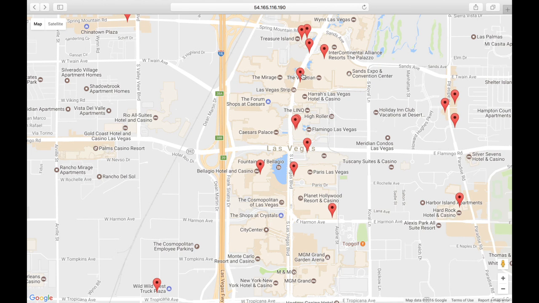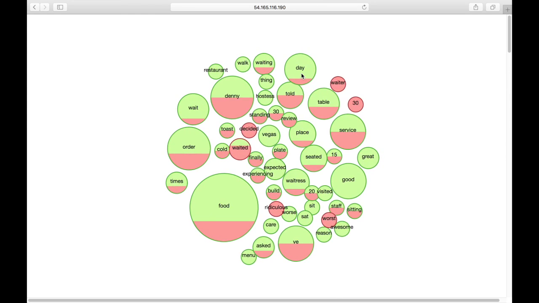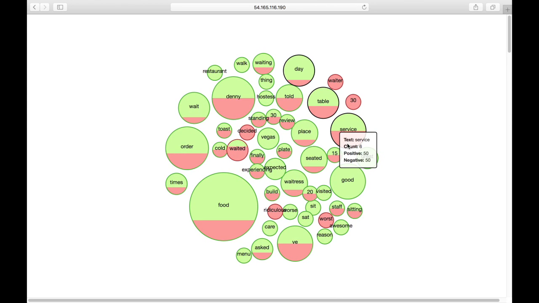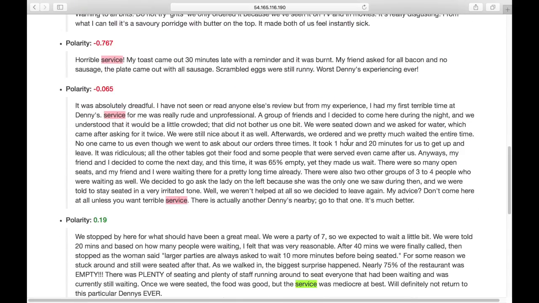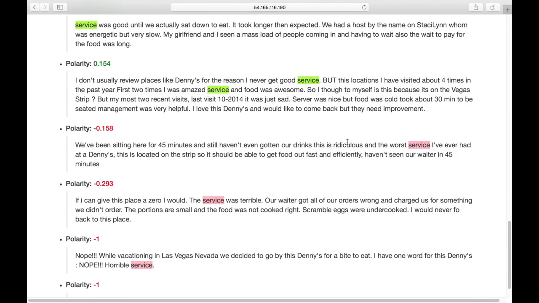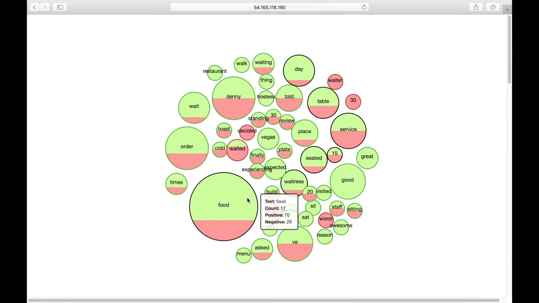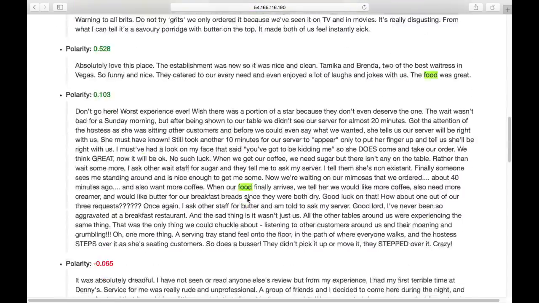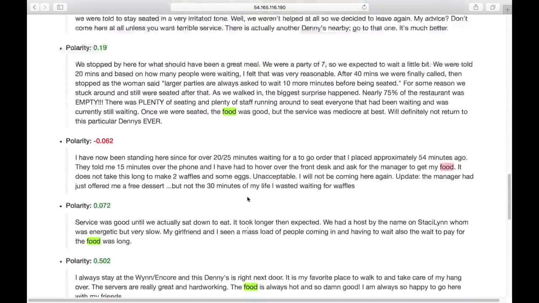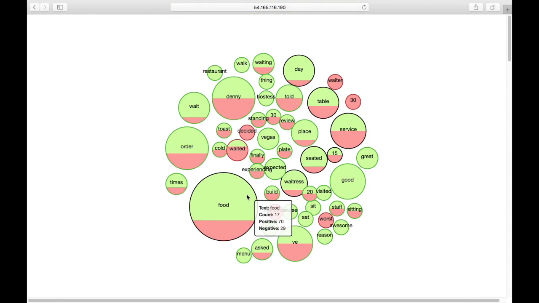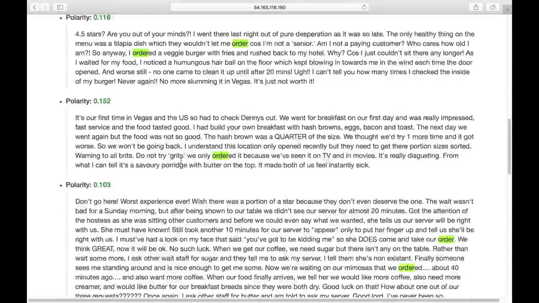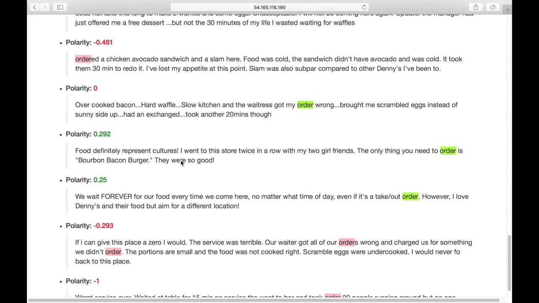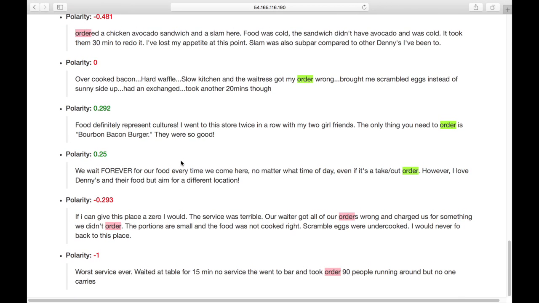Alright, what else? This is just another restaurant where the service is pretty much 50-50. We can see some of the reviews gave pretty bad opinions on the service. About food, the food is not too bad. Most of the reviews seem to like the food. How about the orders? Well, there are some reviews saying that the order is not so good, but there are also some good ones.